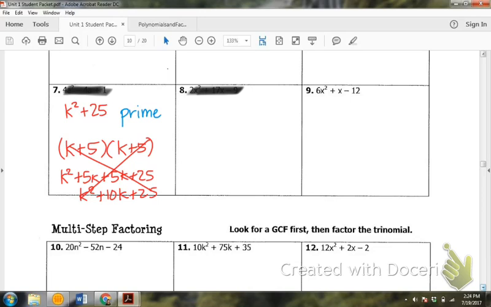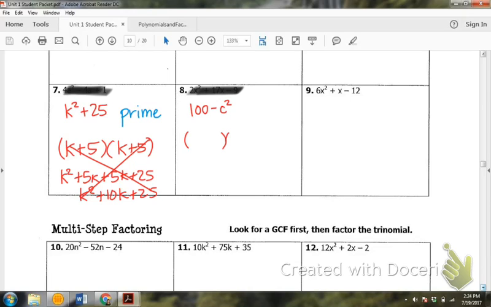Okay, here we go. Number 8. 100 minus c squared. Is it a binomial? Yes. Is it subtraction? Yes. And are they perfect squares? Yes. So we can factor this.